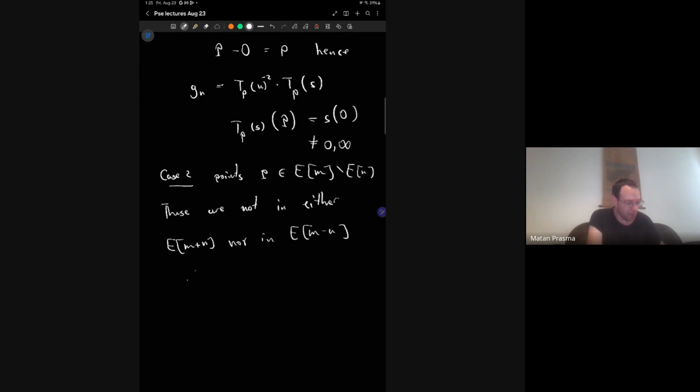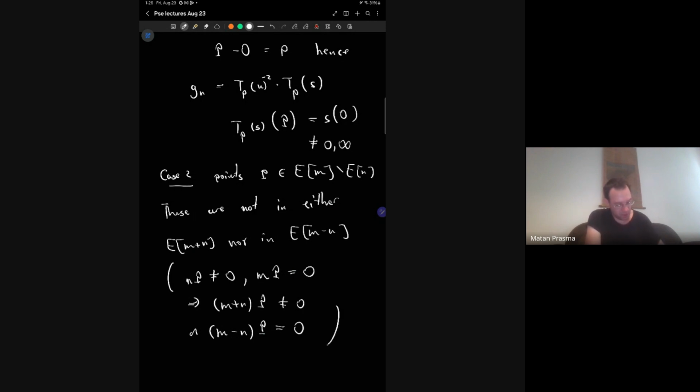If P is in EM and not in En, it means that NP is different than 0, and MP is 0. So obviously, M plus NP is different than 0, so it's not in EM plus En, but also M minus NP is different than 0. This is an easy case because we can pin exactly where the point is. It's basically only in EM and not in the other components of the divisor.